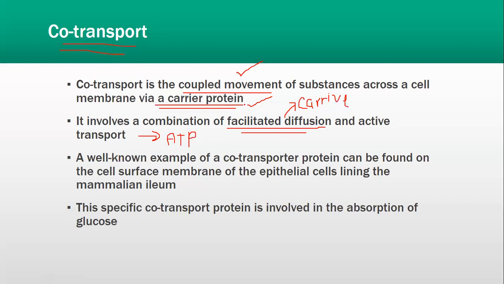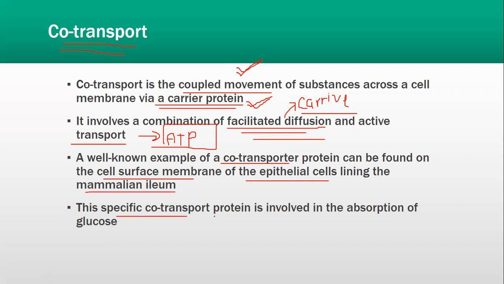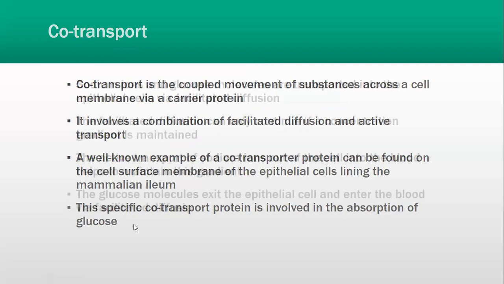So ये use भी कर रहा है carrier protein. It's not even going alone, it's going with someone through a carrier protein by facilitated diffusion and active transport as well by the use of energy from adenosine triphosphate. A well-known example of a co-transported protein can be found on the cell surface membrane of the epithelial cells lining the mammalian ileum. This specific co-transport protein is involved in the absorption of glucose.